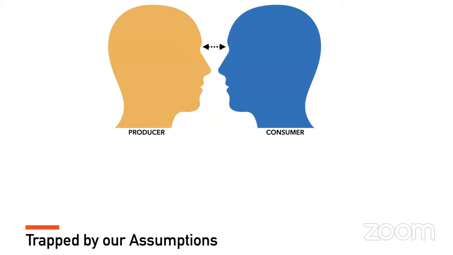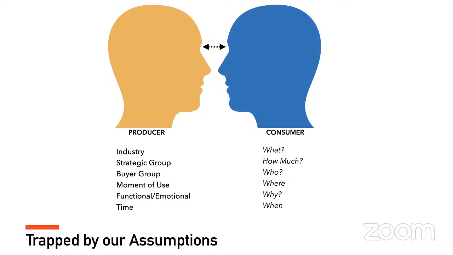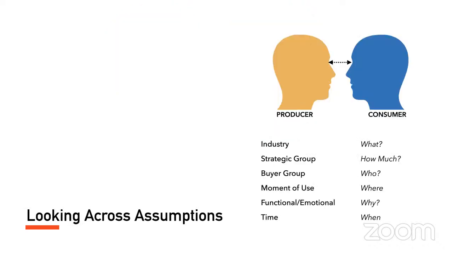And it creates a kind of a connected trap. So as a producer, we define ourselves what industry we're in, what strategic group we're in, what buyer group we're in, what moment of use we're in, what function of motion we're in, what time we're in. The consumer does the same thing. And we become trapped in these assumptions.